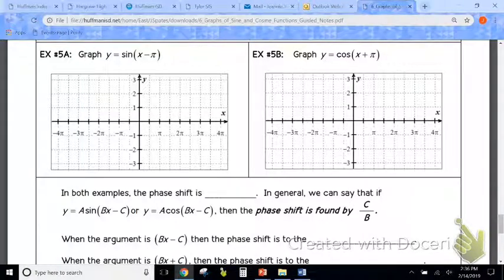All right, so example 5, we're going to graph y equals sine of x minus pi. So I'm going to do my sine table again, and I'm going to graph that one. I'm going to watch the scale.